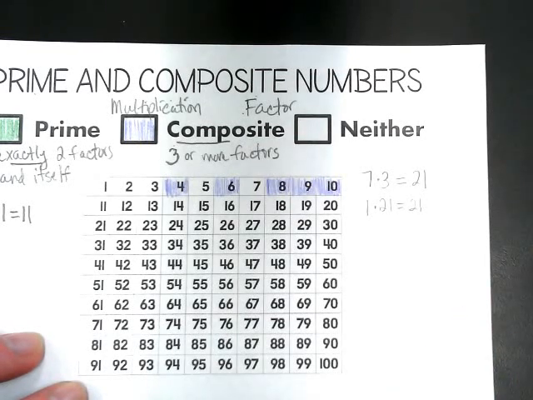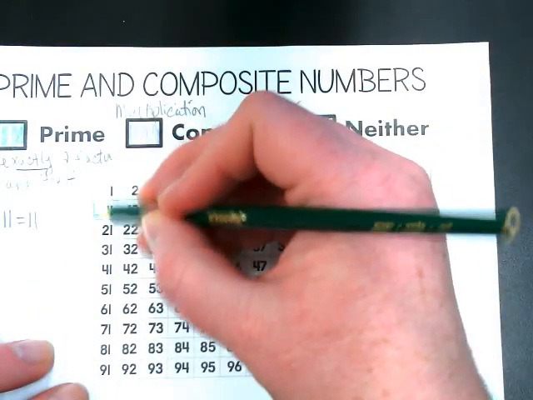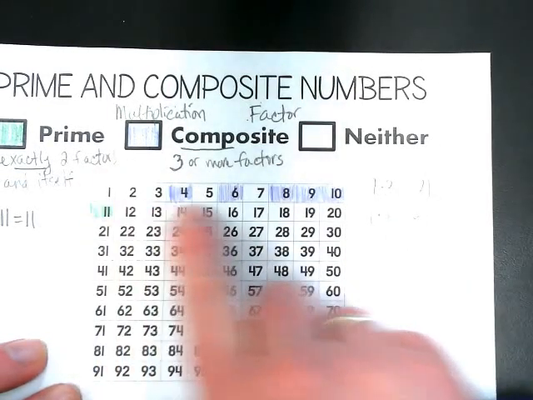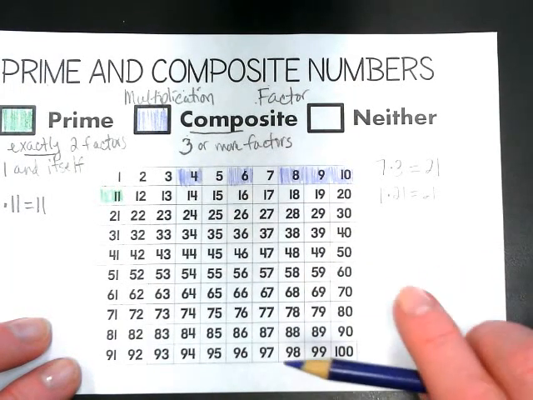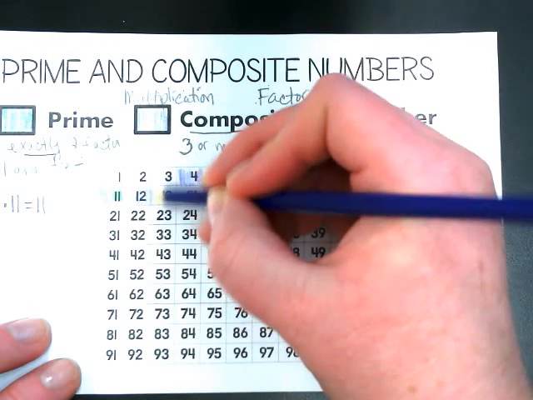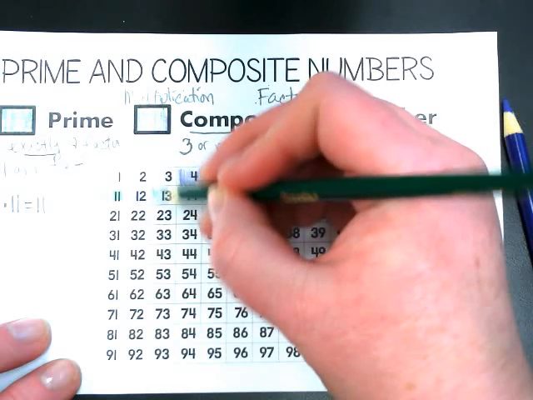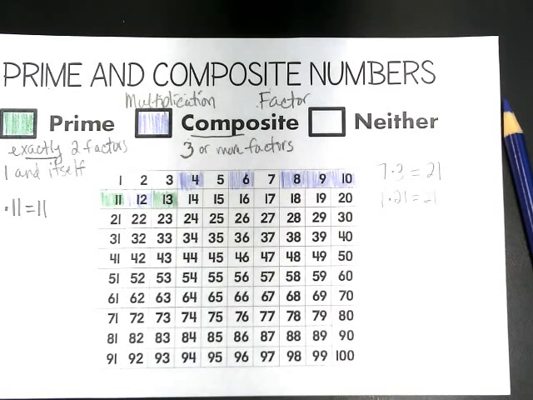What about 11? We already said 11 is not composite, but 11 is our example for prime. So let's color that in with our prime number. Don't do the first row as prime yet. We'll come back and talk about that in a minute, okay? What about the number 12? It's composite. What about 13? It's prime. Is 3 prime? We'll come back and talk about the first row in a minute.